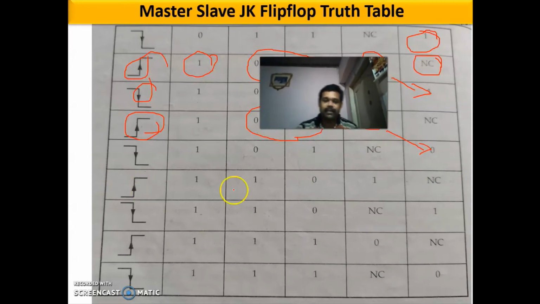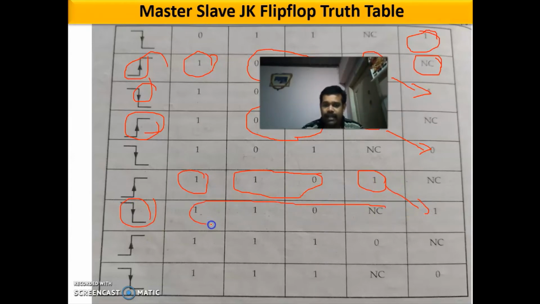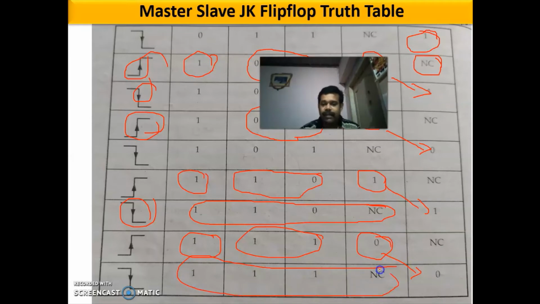During the next positive edge, you are taking J as 1 and K as 0. If J is 1 and K is 0, whatever you have in the present state, the next state will be 1. During the next negative edge, that value will be copied and the master will be disabled during that negative edge. Similarly, J 1, K 1: if you have 1 in the present state, you will have 0 in the next state. That 0 will be copied by the slave in the next negative edge, and during that negative edge, your master will be disabled.